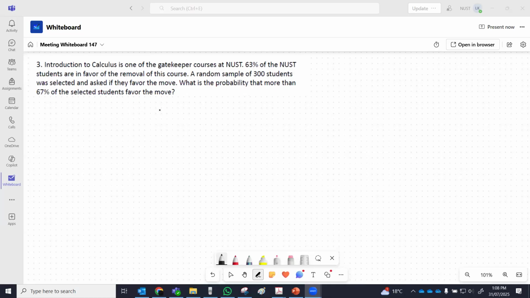Here's another one. Introduction to Calculus is one of the gatekeeper courses at NUST. 63% of the NUST students are in favor of the removal of this course. A random sample of 300 students was selected and asked if they favor the move. What is the probability that more than 67% of the selected students favor the move? So again, we write down what we are given. So our pi, this is equal to 63%, but in our calculations, we write a decimal or we write a fraction. So this is our pi.